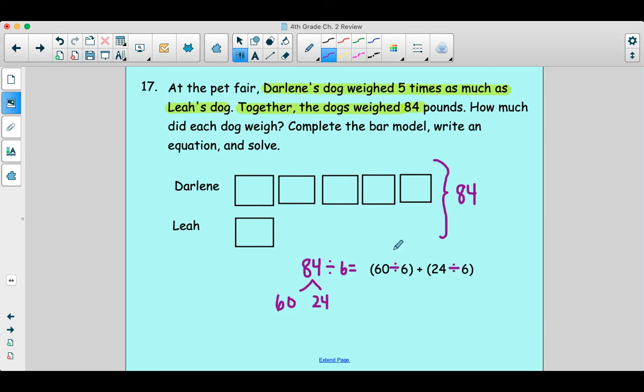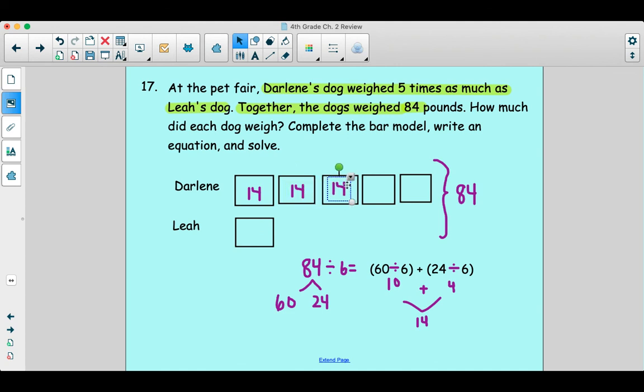Done. Okay, 60 divided by 6 is 10. 24 divided by 6 is 4. And when I add them together, I get 14. So that means each of these is worth 14. And you could check that out by actually doing 14 times 6, making sure you got it right. So each of these would get a 14.